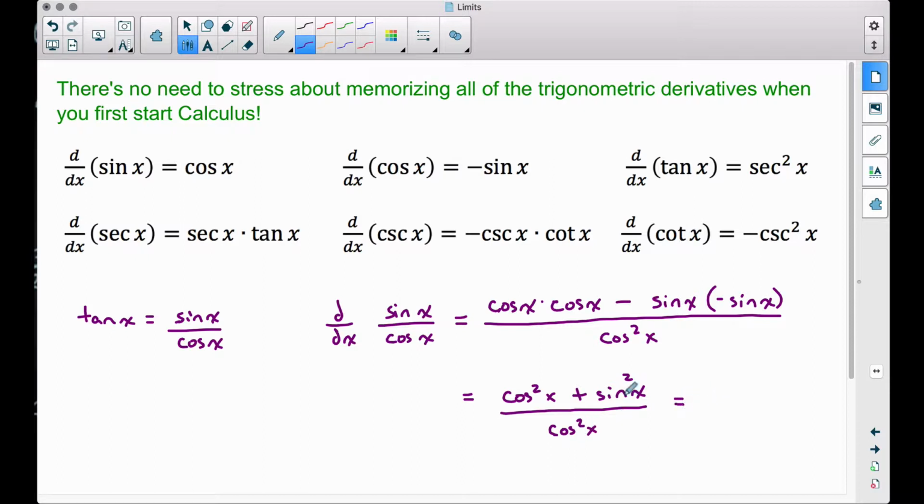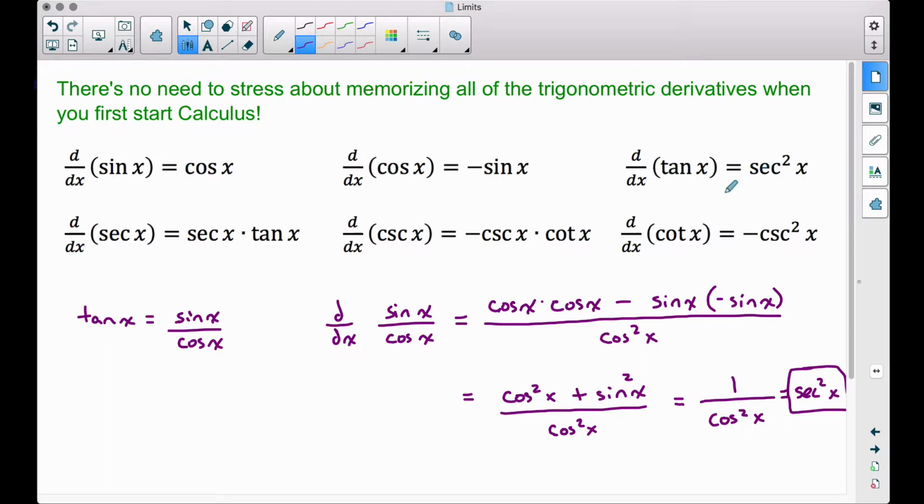If we simplify this a little bit further, this is a Pythagorean identity that you may remember from your pre-calc days. I don't remember all of my Pythagorean identities, but I do remember that sine squared plus cosine squared, or cosine squared plus sine squared, is equal to 1. So we have 1 over cosine squared of x. Applying a reciprocal identity, 1 over cosine is secant. So 1 over cosine squared is secant squared of x. And as you can see here, that's exactly what we have up here for the derivative of tangent.